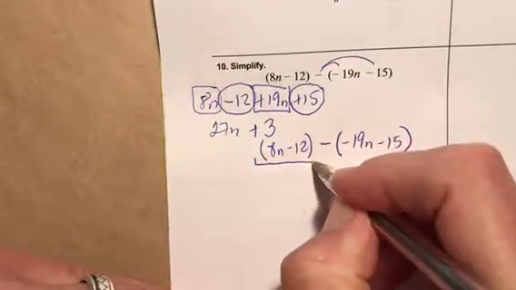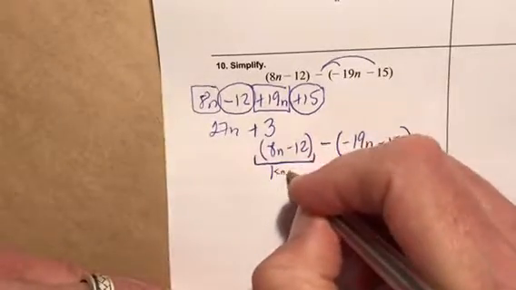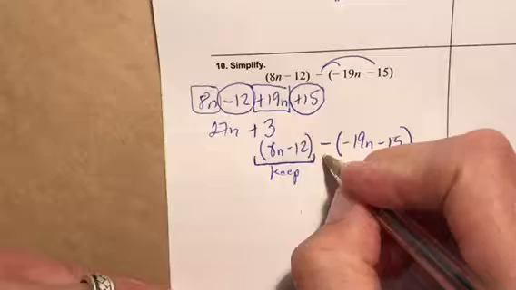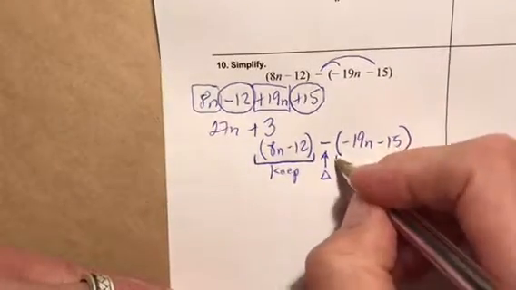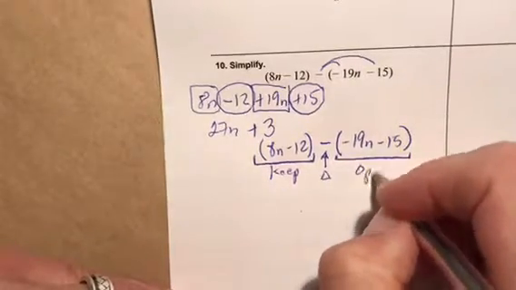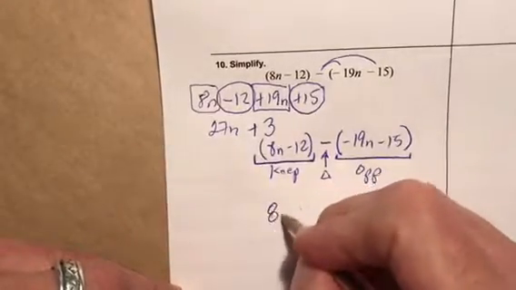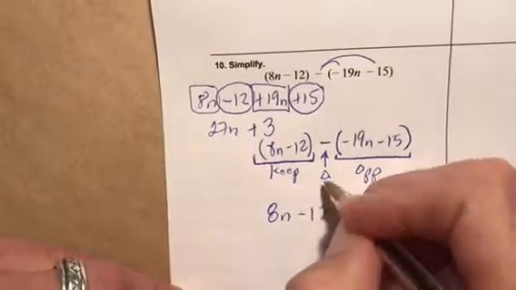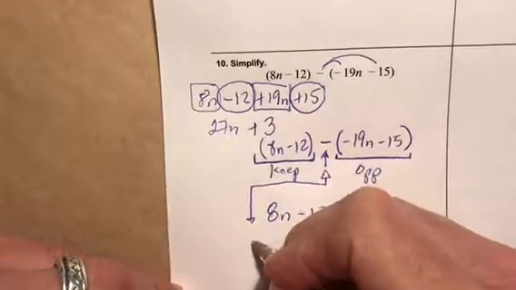So this I'm going to keep. My first term I keep. So I'm going to keep this piece. I'm going to change this. And I want the opposite of everything inside the parentheses. So I'm going to keep the first one. So let me write that down here. 8n minus 12. I'm going to change this to an addition problem.